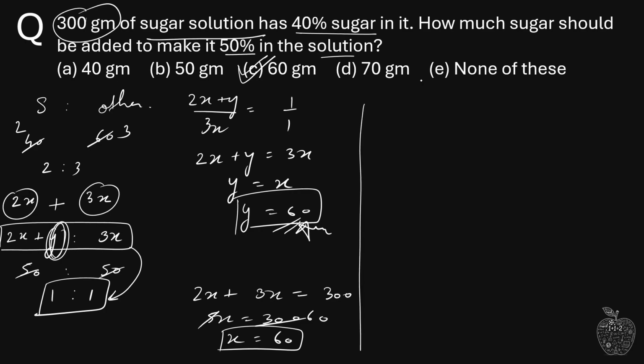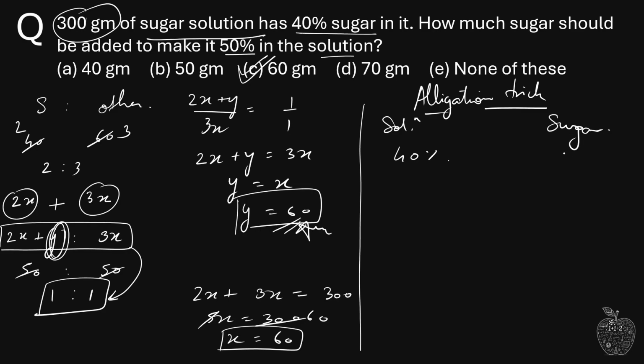Now let's solve this using the alligation trick. All right, now we are asked how much sugar should be added. So we'll solve this with respect to sugar only, right? In the original solution the sugar concentration is 40% and in this we are adding sugar, and the sugar concentration in pure sugar will be 100%. We are mixing both of them and in the resultant mixture the concentration of sugar is 50%.